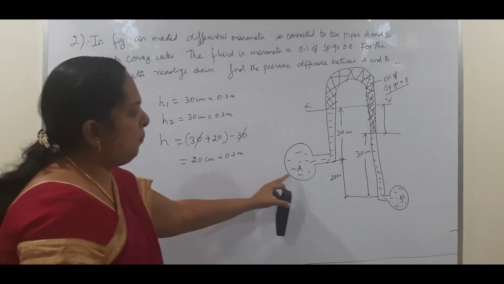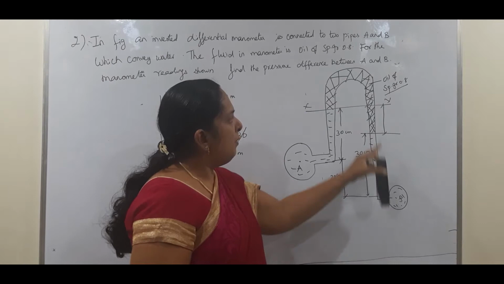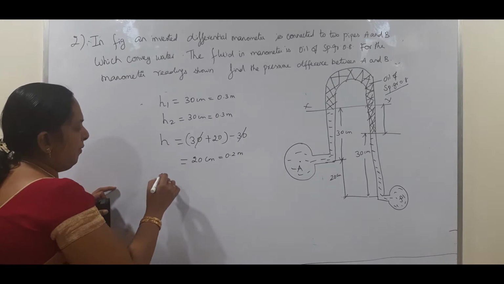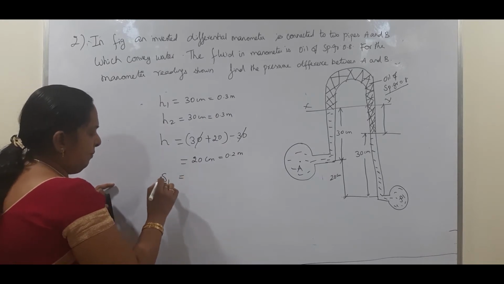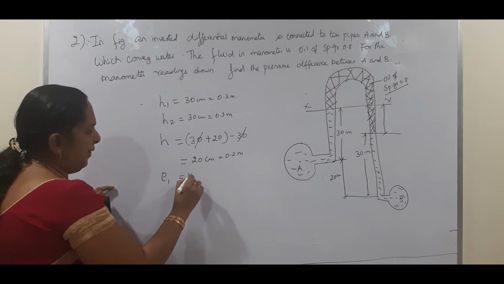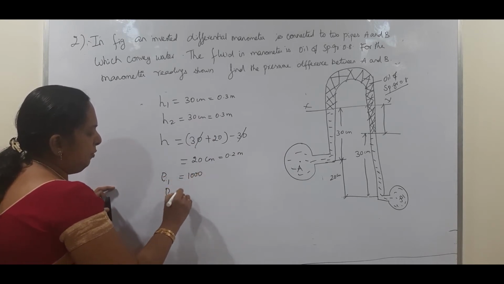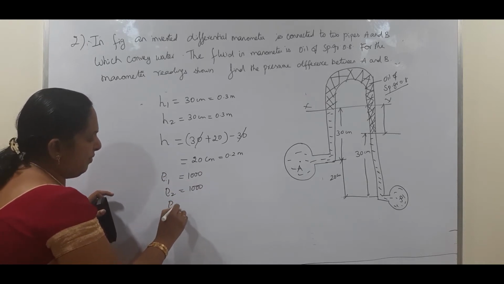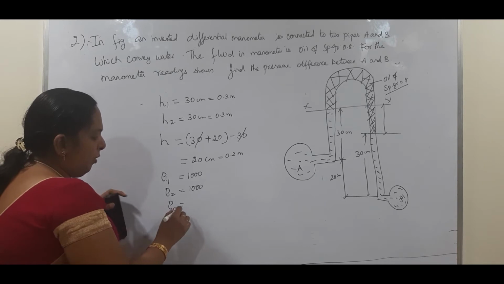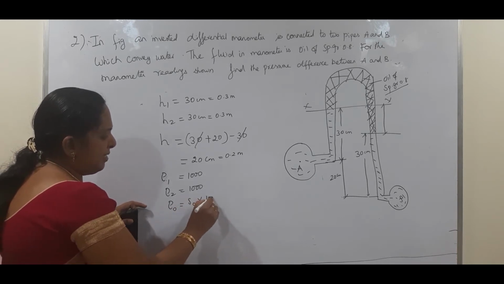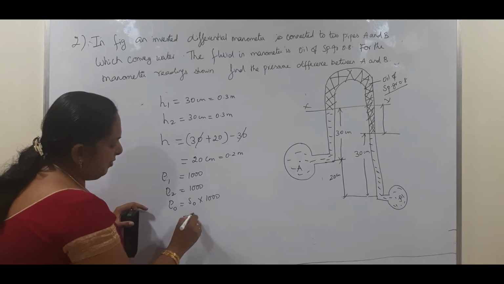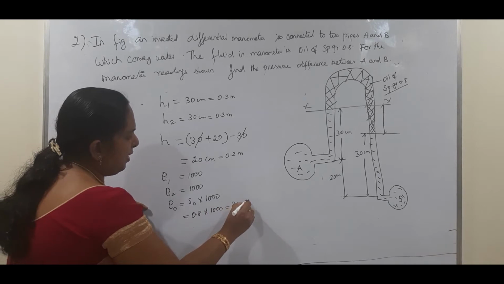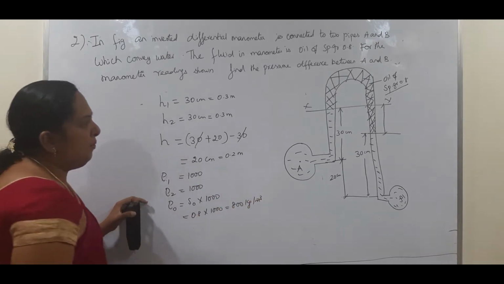These two pipes are filled only with water, while this pipe is filled with oil of the given specific gravity. So rho 1 we can get directly because it is water: rho 1 is 1000, and rho 2 is also 1000. That is not a problem. Only rho 0 we have to find out, that is the density of oil, specific gravity of oil into 1000. Am I right? So the specific gravity of the oil is 0.8 into 1000, so it is 800 kg per meter cube.